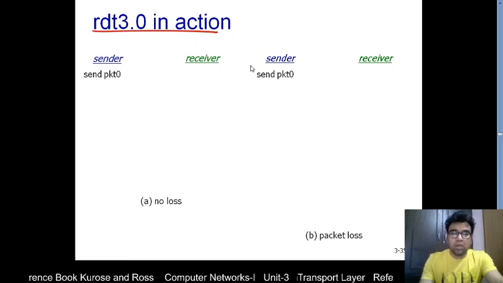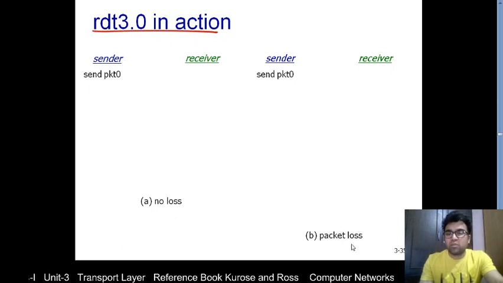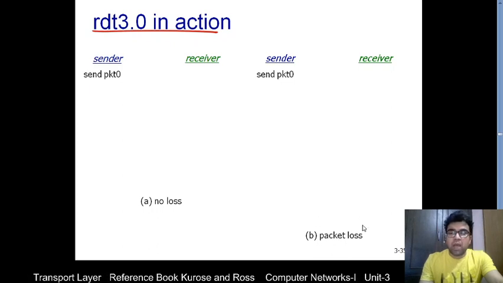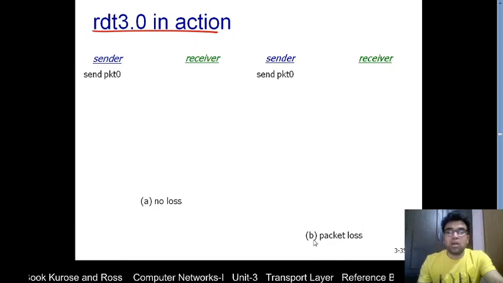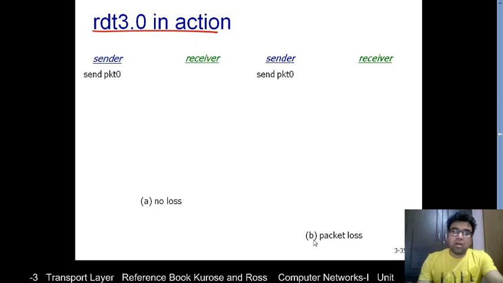particular protocol. You can see the first case is no loss, which means there will be no loss during the transmission of the packets. The second case would be packet loss. There will be loss of packet during the transmission of packets. And the third case would be loss of acknowledgement during the transmission. And the fourth case would be premature timeout of our timers.